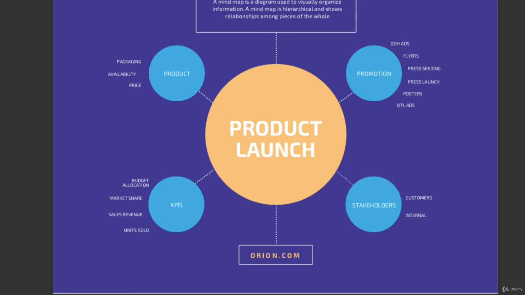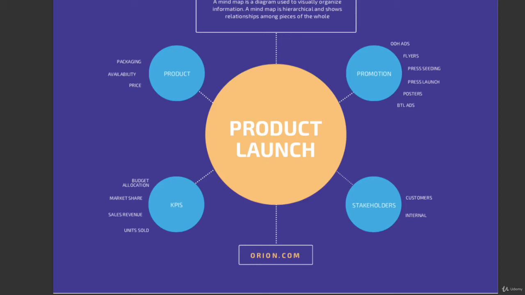Maybe you want to look at the design of the product. You want to look at the front or back end of it. Whatever you want to look at, you can add all these things that you think are essential for the product branch, and eventually are also important for the main idea. KPIs, budget allocation, market share, sales revenue, units sold, for you to be able to track all the results that this product launch is bringing in. Stakeholders, the customers and internals that are related to the product launching, and all the promotions that you have to run. You need to do advertisings, maybe flyers, press meeting, press launch, posters, BTL ads, everything that you need to do proper promotions.